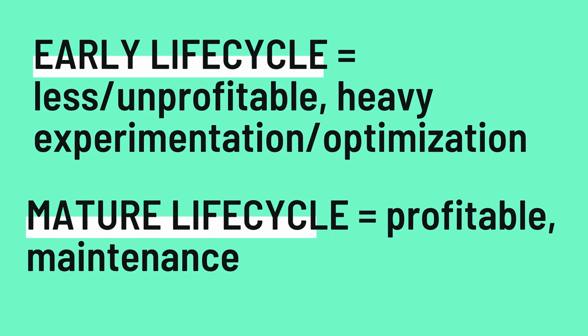Also, in early life cycle, you can typically expect to be less profitable or unprofitable with heavy experimentation and optimization. So there's a lot of heavy lifting. It's much more dynamic earlier in a product's life cycle versus one that's more mature and you've already kind of stabilized those Pareto pay-per-click words that are bringing in most of the sales. It's much more about just bringing in the profits, maintaining, maybe doing some minor experiments.